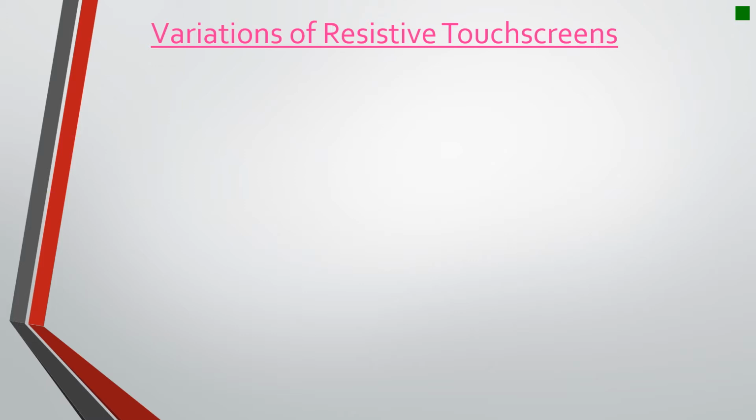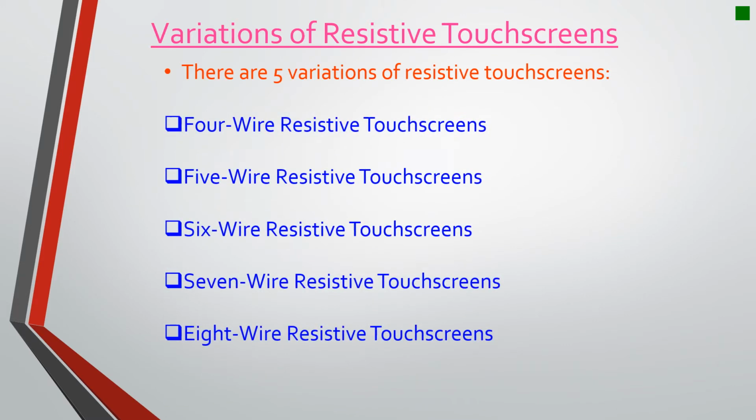Now let's look at the various variations of resistive touchscreens. There are 5 main variations of resistive touchscreens. That is 4-wire, 5-wire, 6-wire, 7-wire, and 8-wire resistive touchscreens. Now in the following slides, we'll be looking into each and every variation of resistive touchscreens in detail.